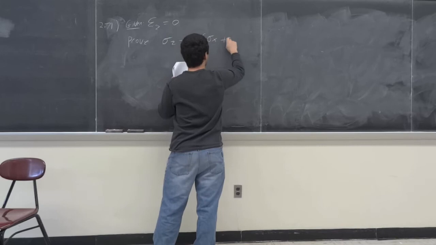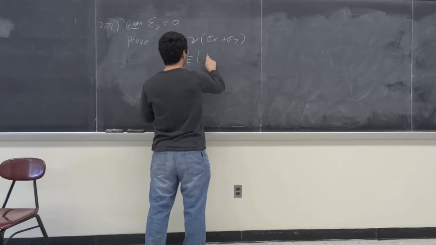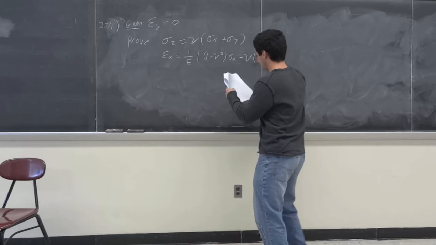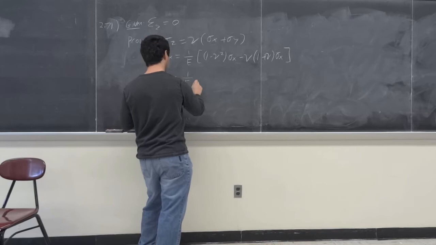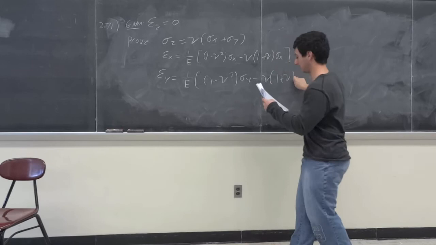They want you to also prove that epsilon x is 1 over E, 1 minus the Poisson ratio squared times sigma x minus the Poisson ratio times 1 plus the Poisson ratio times sigma y. Okay, so they want you to prove that, and they also want you to prove the strain in the y direction is 1 over the Young's modulus, 1 minus the Poisson ratio squared, sigma y minus the Poisson ratio, 1 plus the Poisson ratio, sigma x. So they want you to prove these equations.